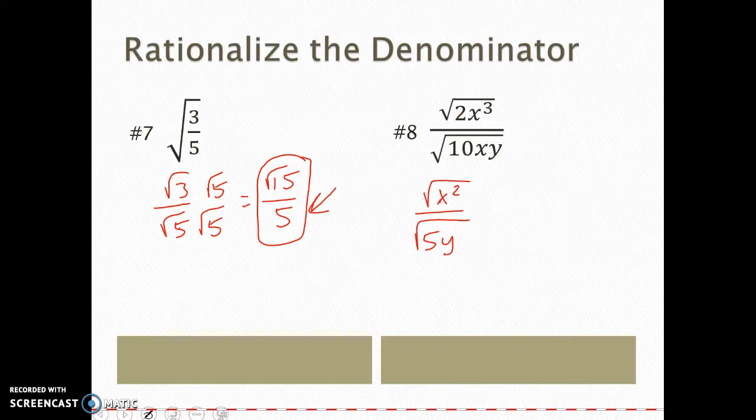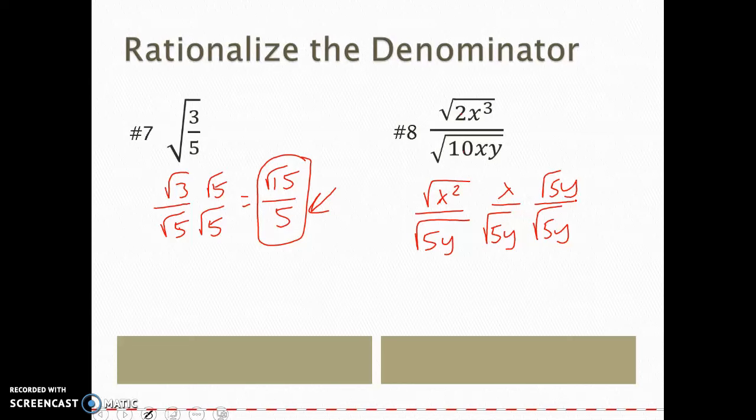Well, the square root of x squared is simply x. But then I have the square root of 5y on the bottom. So I'm going to simplify that. I'm going to rationalize the denominator by multiplying both the top and the bottom by the square root of 5y.